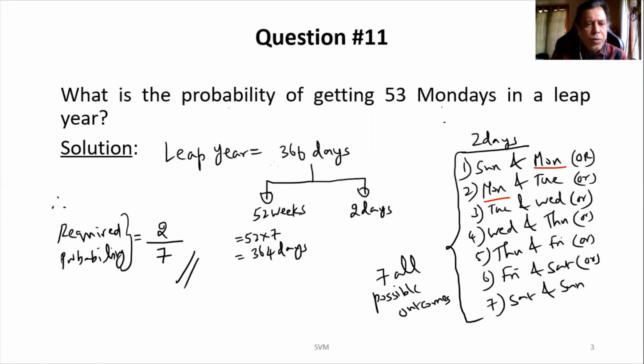So hope you find this solution to be a simple one. Definitely simple compared to the previous one. The only thing we did here is we logically listed out all the various possibilities and then chose which are the favorable possibilities or favorable outcomes for our question, right?